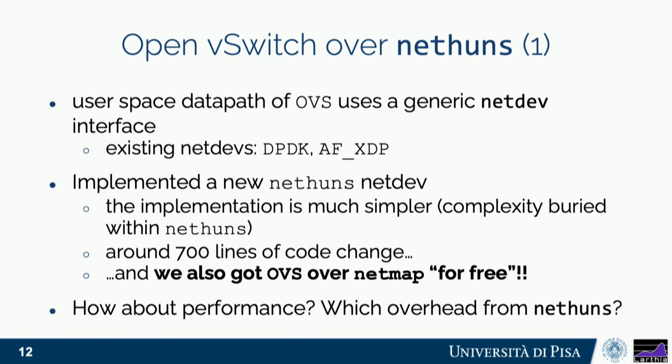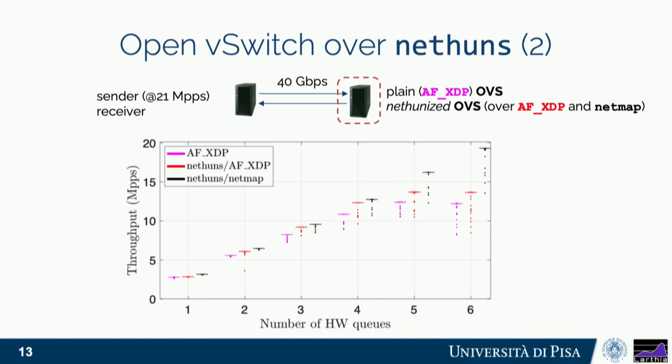The implementation, by the way, wasn't that much, because the details are all buried in the library, so we didn't really have to spend so much time, and especially me, because I wasn't the one that did it, so I can easily say so. But it was a few hundred lines of code change, and after that, we also have OVS over Nethuns, which brings OVS over Netmap for free. So it is interesting to see what happened with OVS over Netmap as well. Again, we need to test it and see what happened.